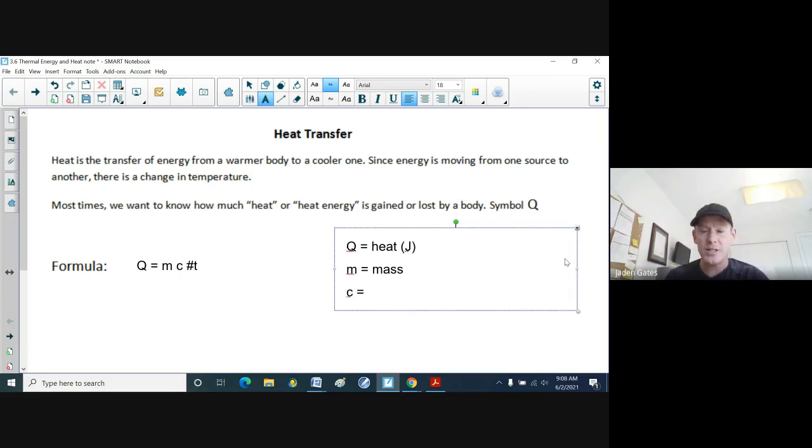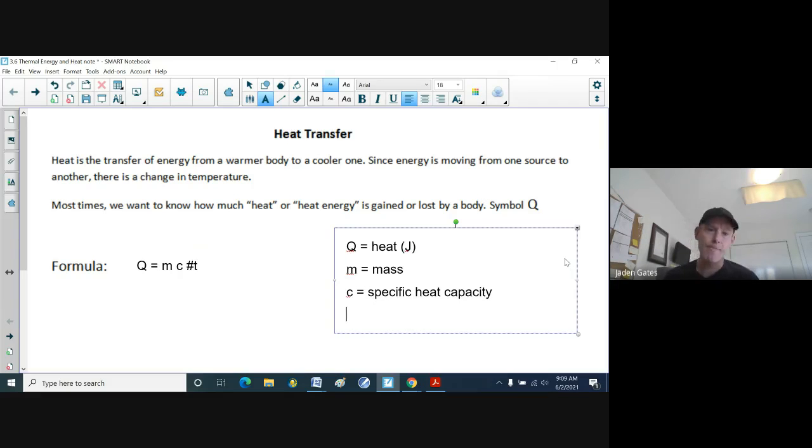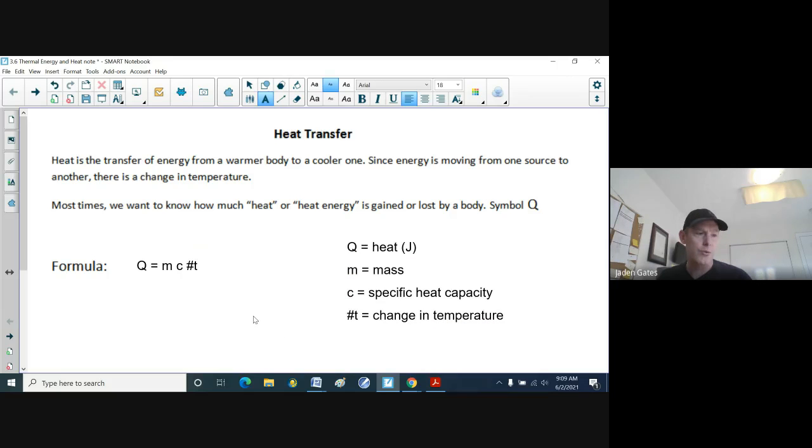And C is something a little bit different. It's called your specific heat capacity, and that is the ability for something to gain heat, or how much heat it takes for something to warm up. Some metals or objects heat up quick, some do not, so they have different specific heat capacities. And delta T is your change in temperature. Usually T has been time, but this time it's temperature because we're dealing with heat.